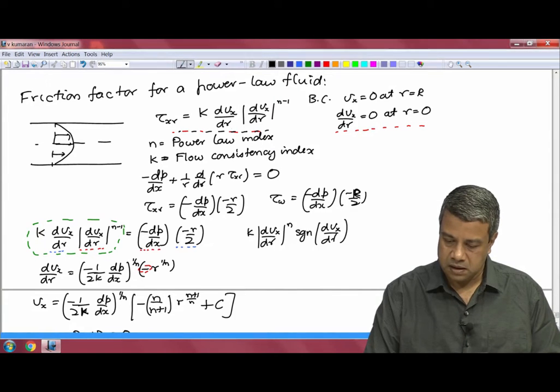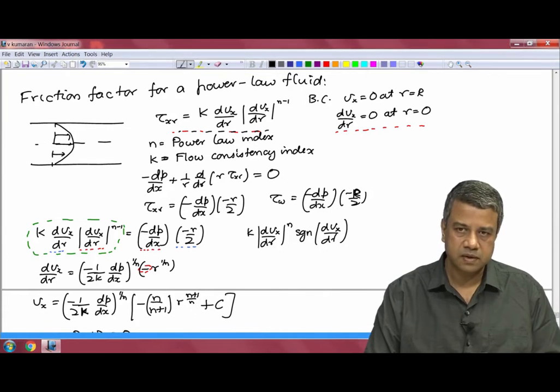And this contains two parameters, a power law index n and a flow consistency index k. The boundary conditions are the same as those for a pipe flow for a Newtonian fluid. Velocity has to be 0 at the wall, and the velocity has to go through a maximum at the center where the slope is equal to 0, so that the slope is uniquely specified at the center.